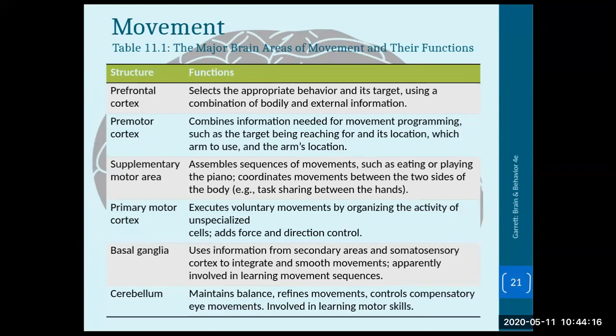And of course, the cerebellum is maintaining the fine motor movements, refining the movements, making sure that I have control of my fingers and my hands when I'm shooting the free throw, and that I do it with the appropriate amount of force. It controls eye movements, and is involved in learning motor skills. So just learning the sequence of shooting a free throw involves the cerebellum as well. So we will get back to this. I will go over this again in the next lecture.